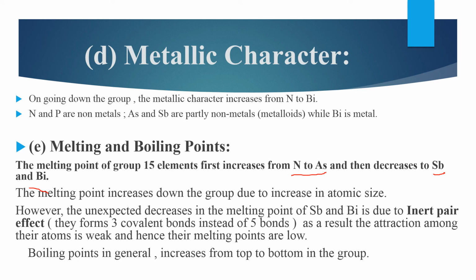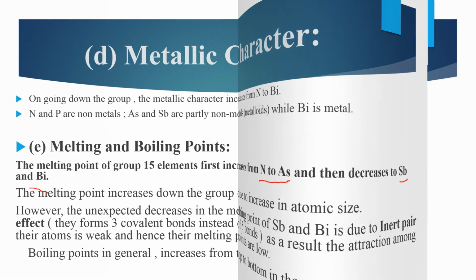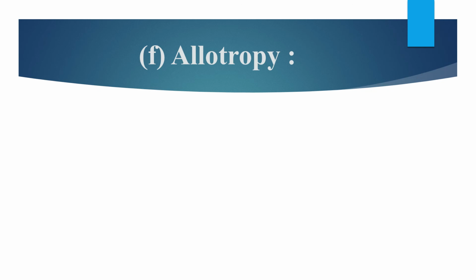And what is boiling point? Boiling point is the conversion of liquid to the gaseous form. We can say that the temperature required to boil a liquid will be known as a boiling point, and in general boiling point increases from top to bottom in group 15. Next is allotropy. Except nitrogen and bismuth, all other elements of this group show allotropy.